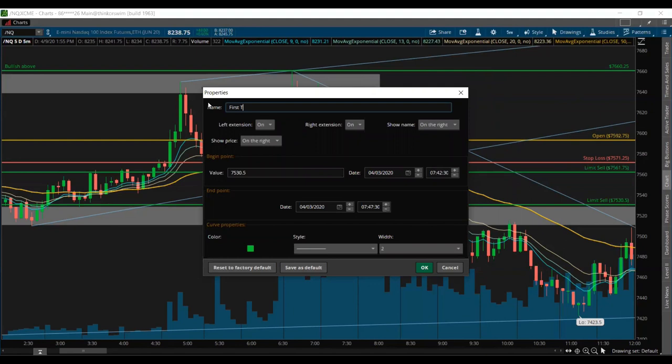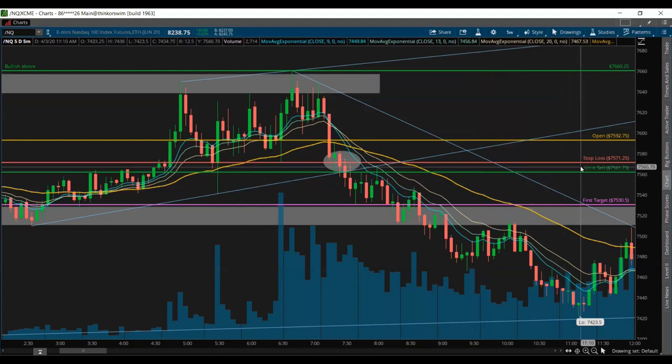First target. So already, what's the math on that? How many R's are we risking? We're risking one, let's just call this one R, to make how much? 70 points. That's about a 10 point risk. Yep. So it's about 3R. A little more than 3R, I would say.